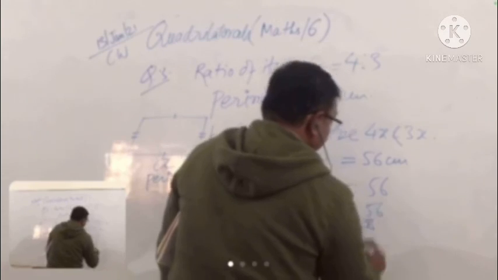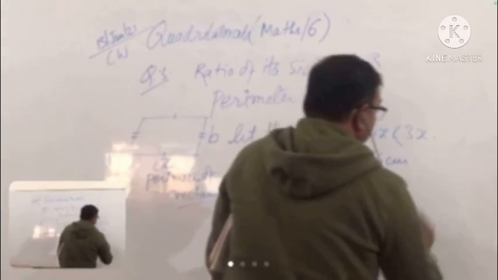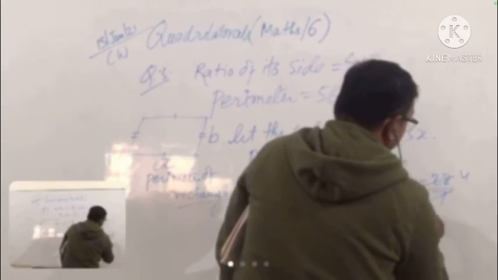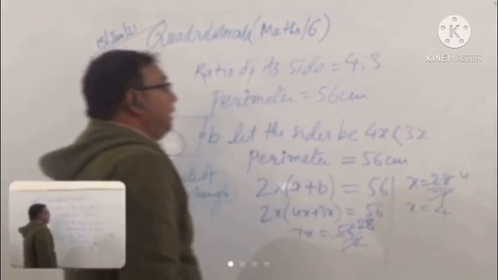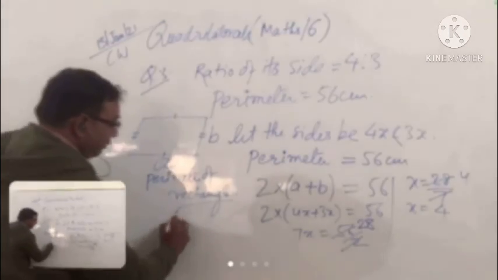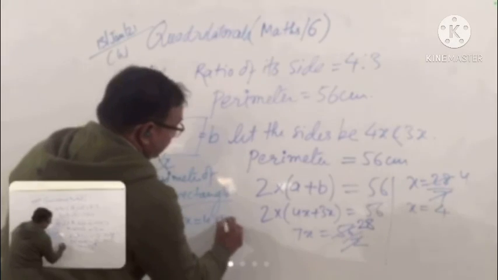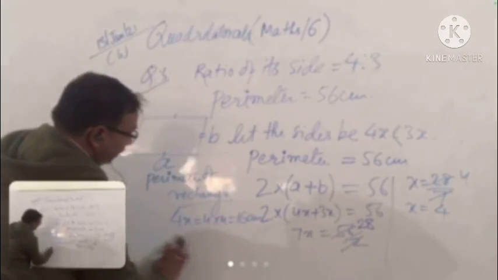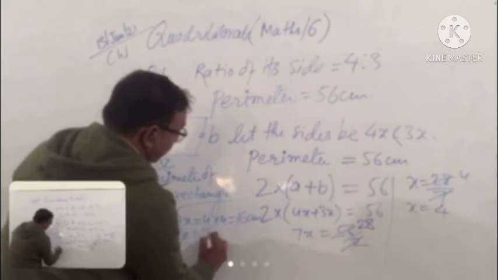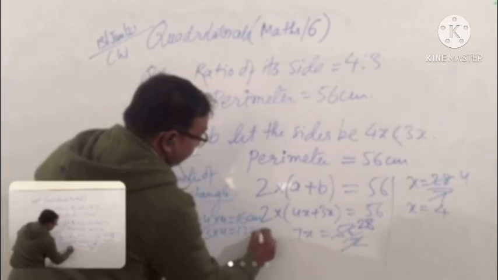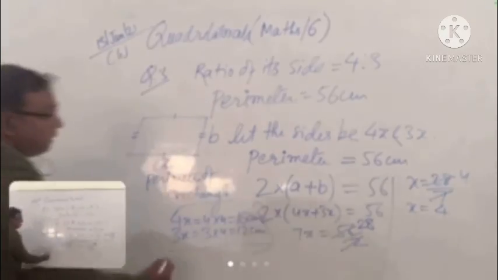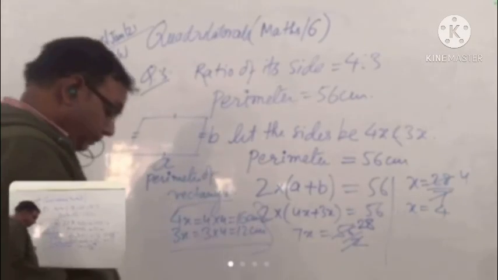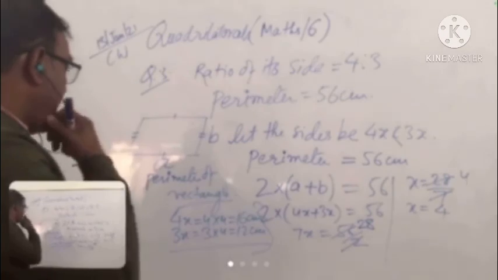So what is the half of 56? It is 28. So x is equal to 28 upon 7. Now the x is equal to 4. The sides are 4x, which is equal to 4 into 4, which is equal to 16 centimeter, and 3 into 4, which is equal to 12 centimeter. So the sides of parallelogram are 16 centimeter and 12 centimeter.